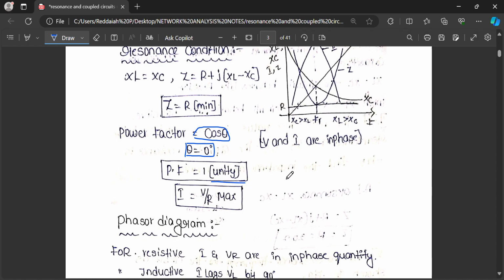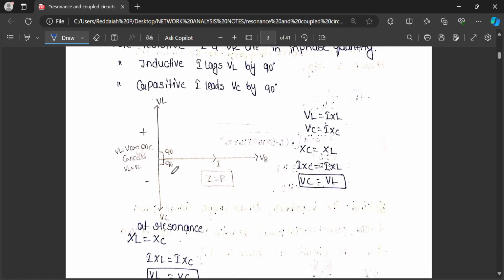Three conditions are there. XL equal to XC is one condition. Another condition is Z equal to R: the impedance of the circuit becomes purely resistive at resonance. Then current I equals V by R, which is maximum. And power factor cos phi equals 1, because for a pure resistive circuit the power factor is 1. These are the three conditions for resonance.